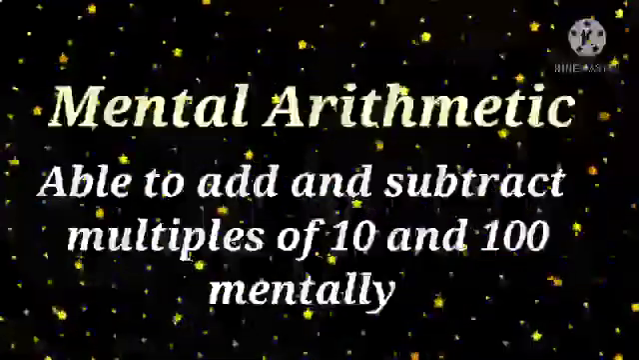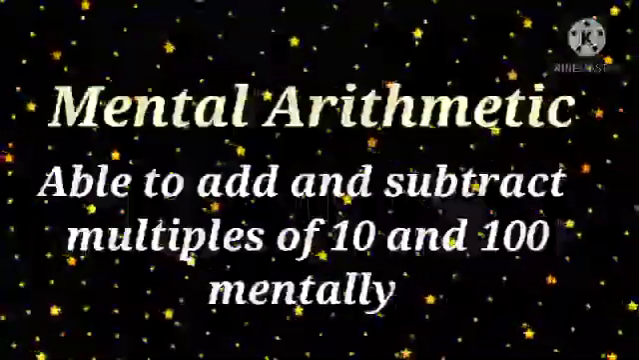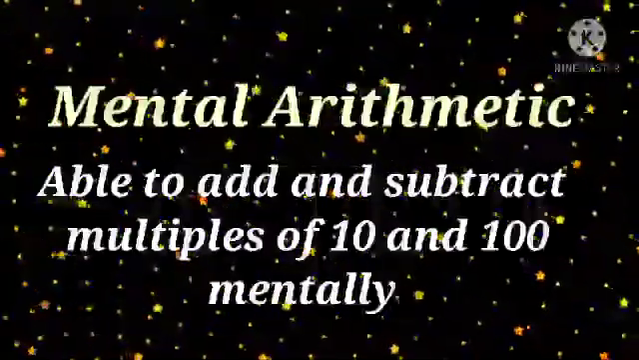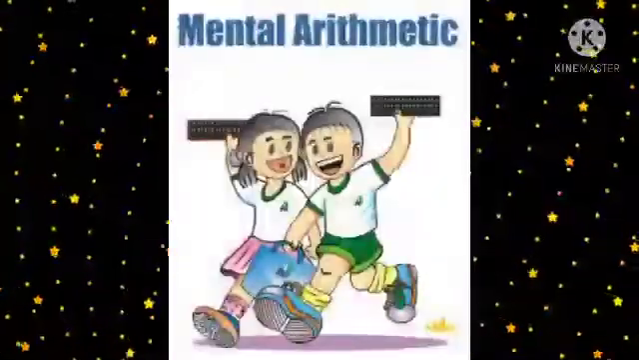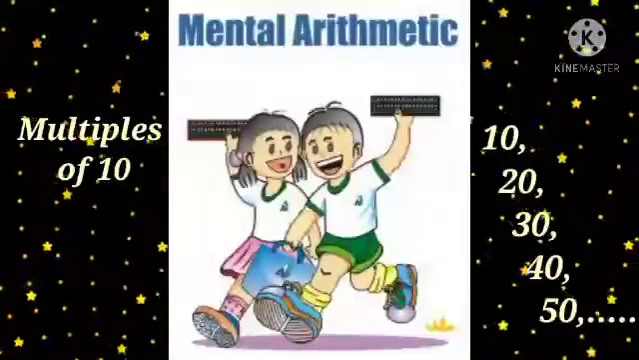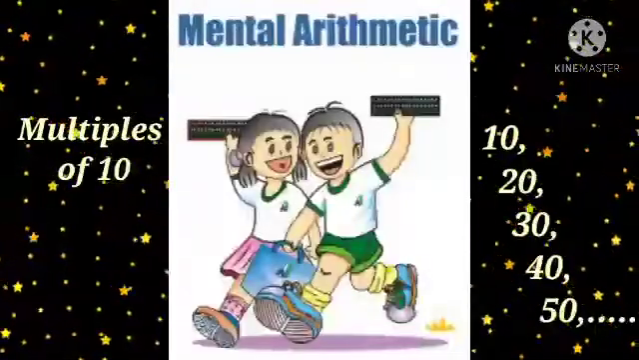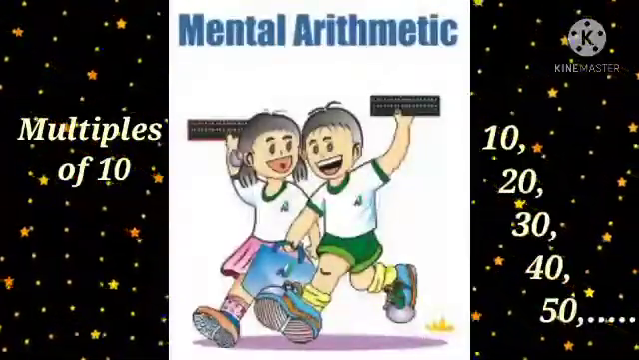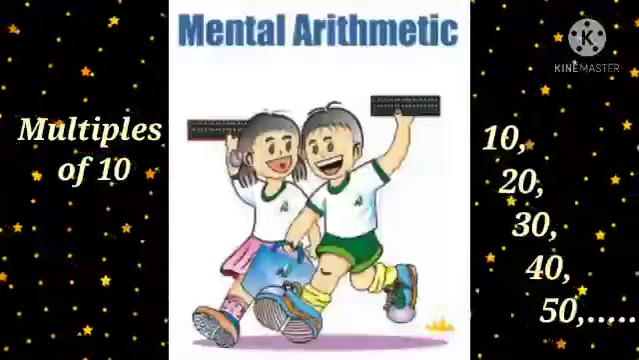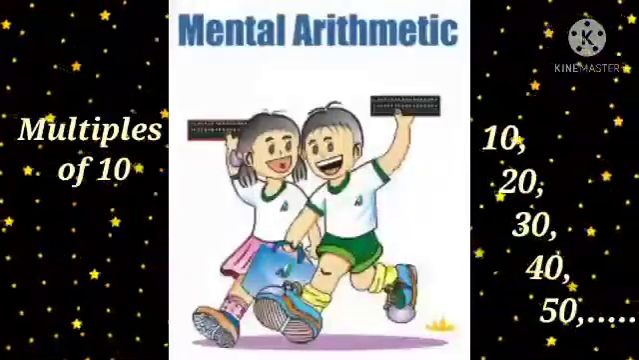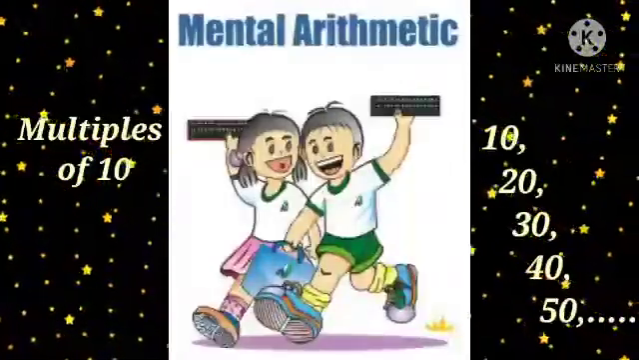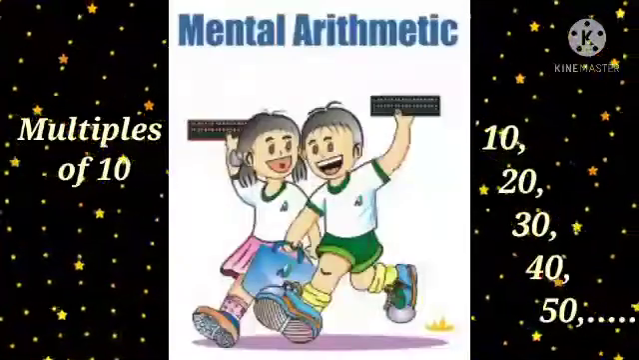Mental arithmetic. Able to add and subtract multiples of 10 and 100 mentally. Multiples of 10 and 100 are useful in counting a large number of items and objects, including money. Multiples of 10 are 10, 20, 30, 40, 50 and so on.